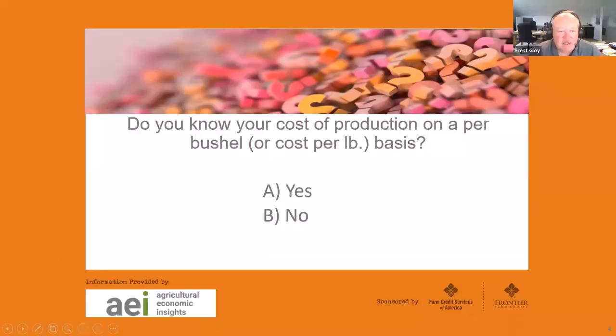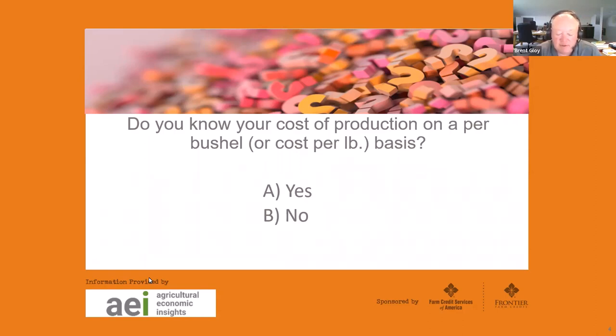So we want to start with a simple question: do you know your cost per bushel? Cost of production on a per bushel basis, or cost per pound if you're selling pounds of crops or livestock. It seems like a pretty simple question, but there are a lot of reasons people sometimes get hung up on this.